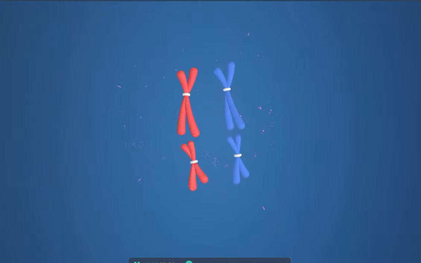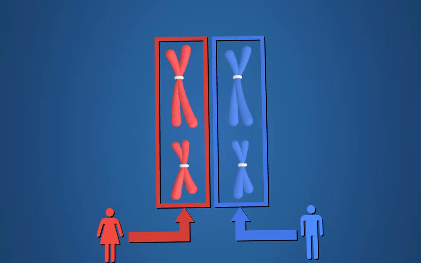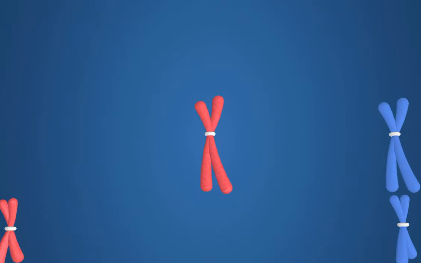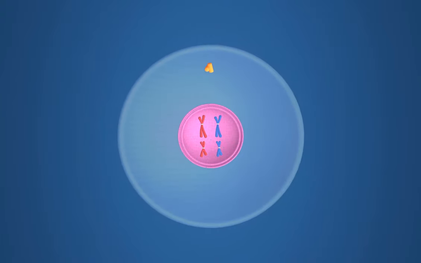Our somatic cells are diploid. They contain two copies of each chromosome. One comes from the mother, the other from the father. These chromosomes have two chromatids, as their DNA content duplicates before the cell divides. The DNA content of the two chromatids is identical.